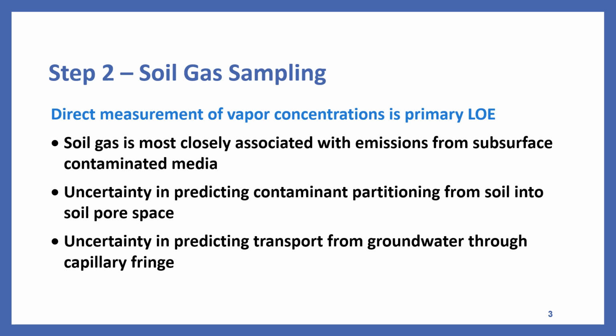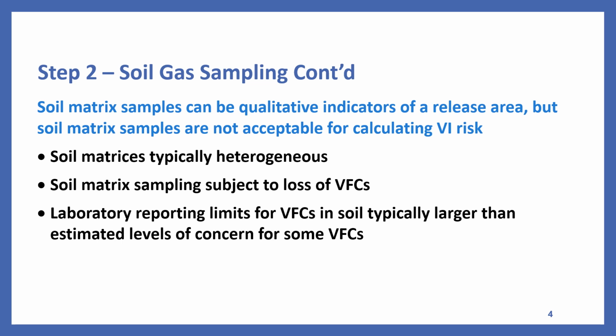uncertainty in predicting contaminant partitioning from groundwater or soil moisture to soil gas, due to uncertainty in organic content in soil, moisture content, and Henry's law constants; uncertainty in predicting transport through the capillary fringe; and heterogeneity in the soil matrix. Soil matrix sampling is subject to loss of volatiles, and the standard reporting limits for vapor-forming chemicals in soil, 5 micrograms per kilogram, are typically greater than estimated levels of concern for some vapor-forming chemicals. Soil matrix samples can be qualitative indicators of a release area, but are not acceptable for calculating vapor intrusion risk.